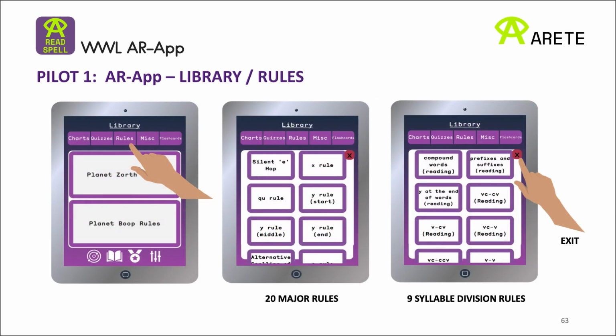This is where the 20 rules for Planet ZORTH and the 18 rules for Planet BOOP are stored. The rule boxes will only be accessible when the material has been taught and the exercises for the rule completed. To exit the rules section, just click on the red circle with the X at the top right of the screen.